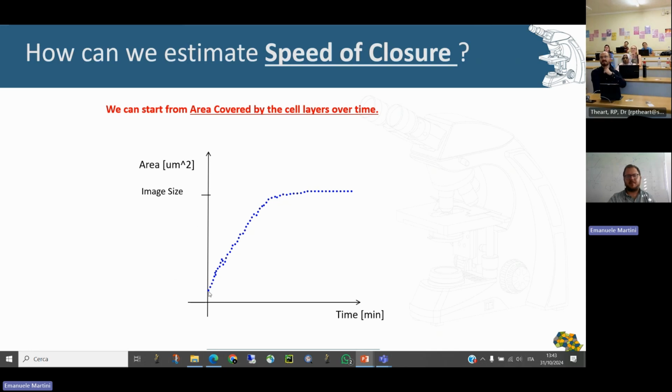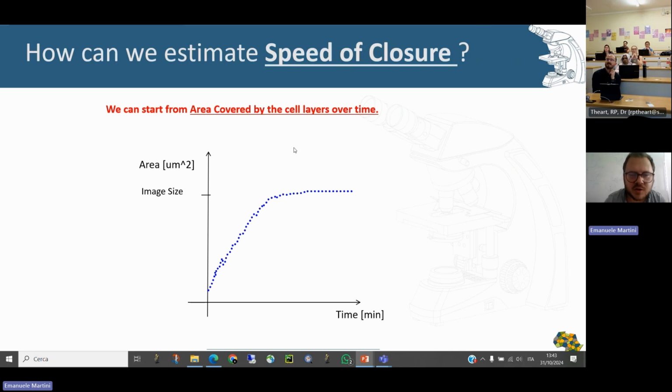At each time point you have an area covered by the cells. So at the beginning you start from quite empty. Here there is the whole image size, so the full area covered, and then little by little you cover all of it, no? Because each time the cell layers progress and they cover a little bit more of the wound.